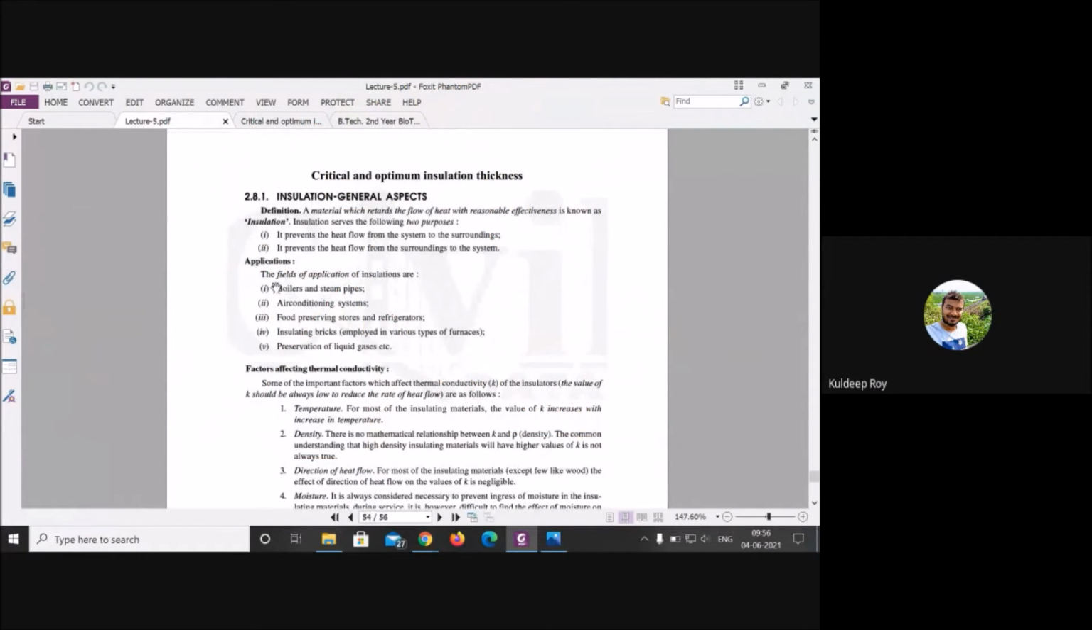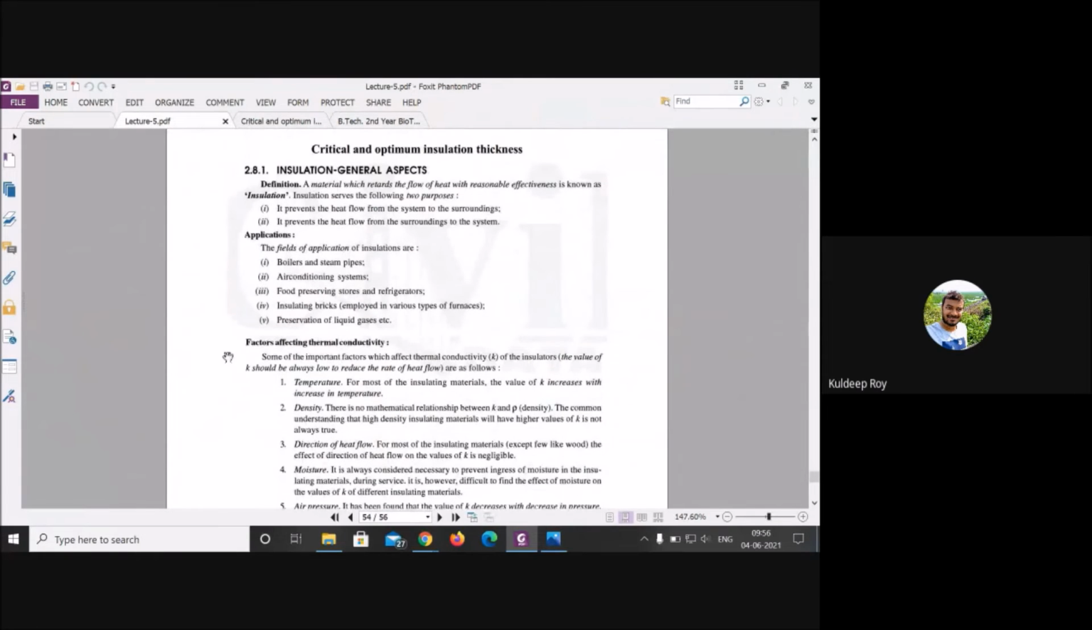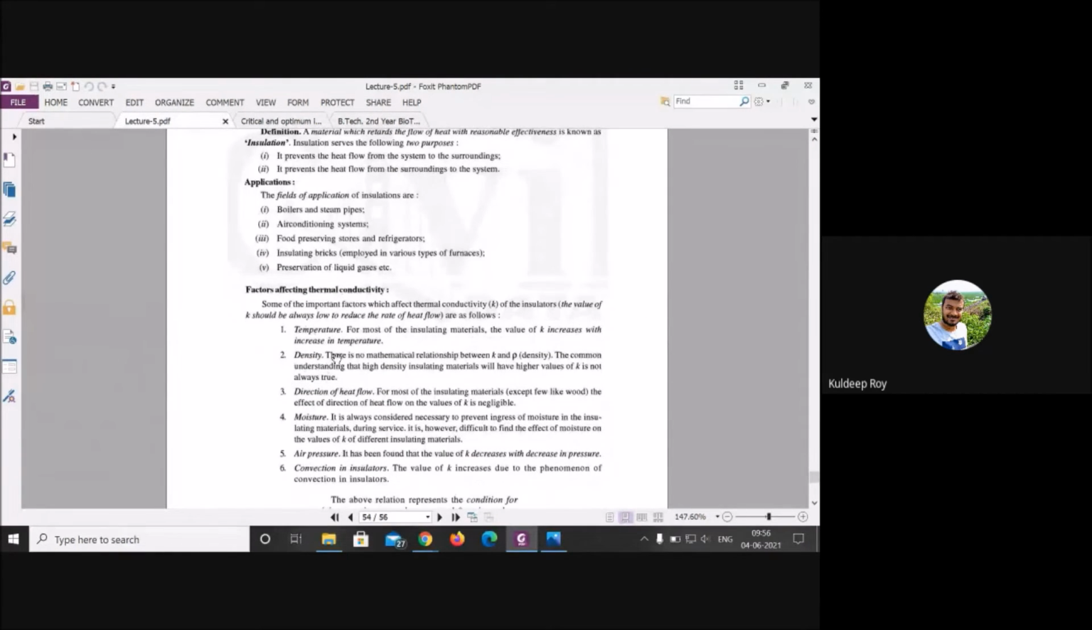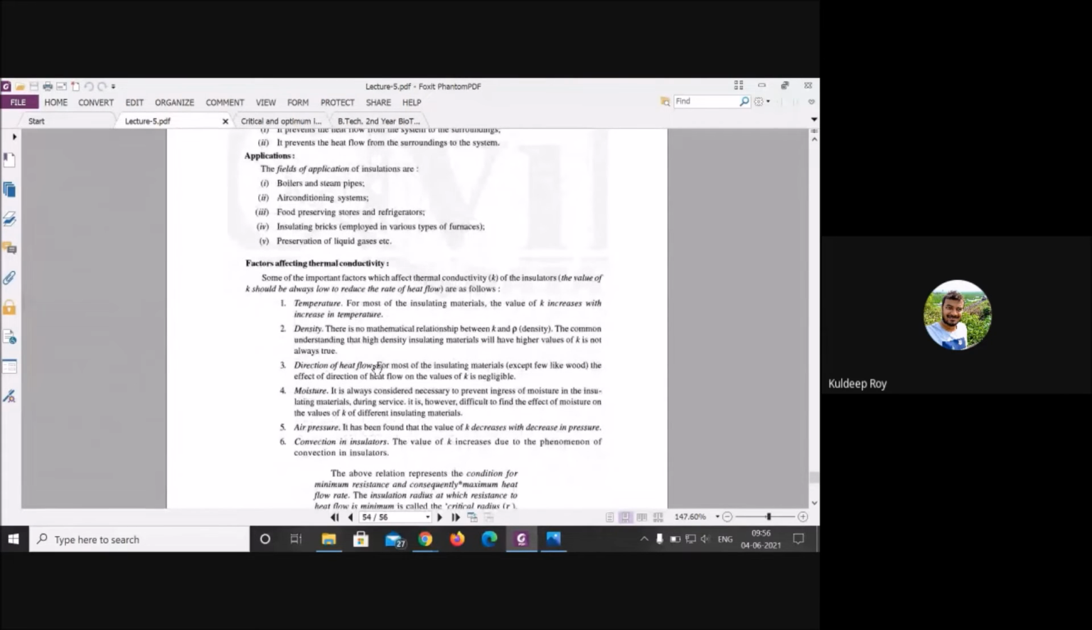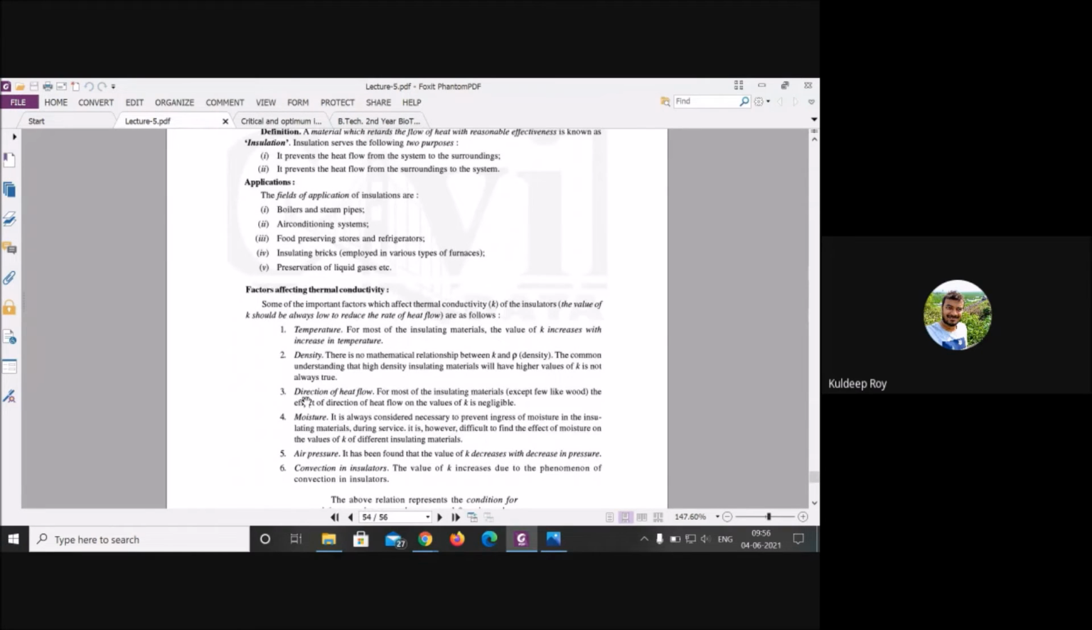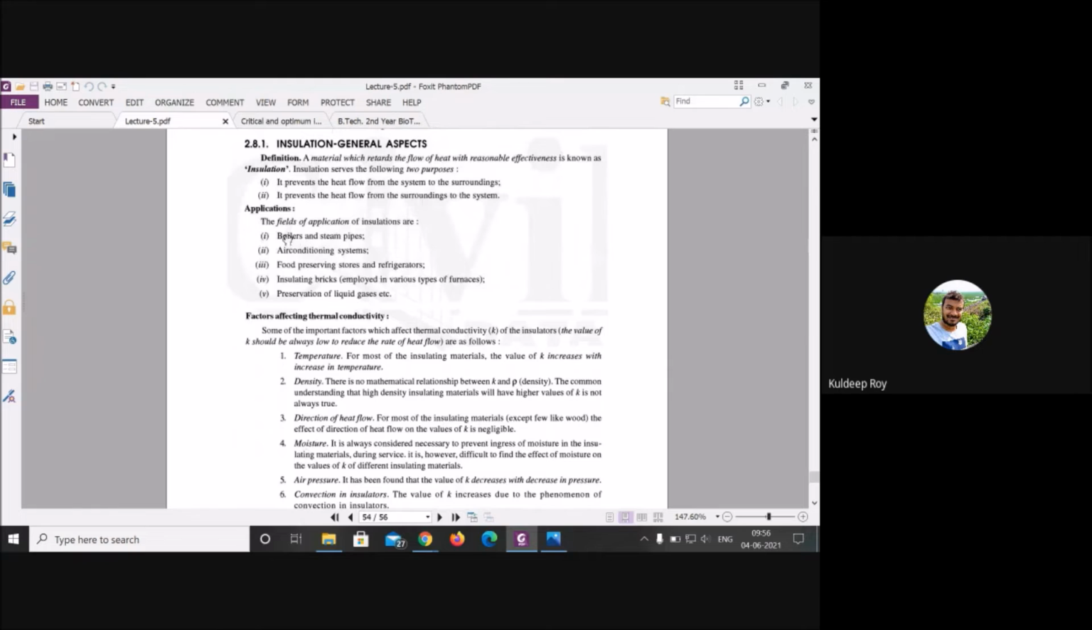And all this theory, just read it, this is nothing new, because all these things depend on your material. Like you can see thermal conductivity of the material, how much temperature you want to transfer, the density of the material, the direction of the flow, where the flow is happening, and the moisture. Definitely if the moisture around the surface is very high, then it can make some kind of trouble. You have to keep in mind air pressure and convection in the insulator. Just read all these once and you will get to know them. And these are the examples: boiler, air conditioning, and preservation of liquid gases.